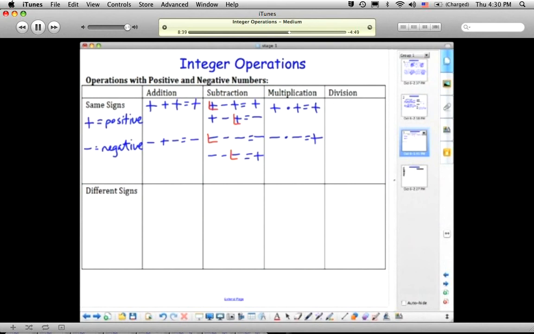Multiplication and division are very easy. If you multiply two numbers that have the same sign, the answer is positive. So if they're both positive, the answer is positive. If they're both negative, the answer is positive. Same with division.